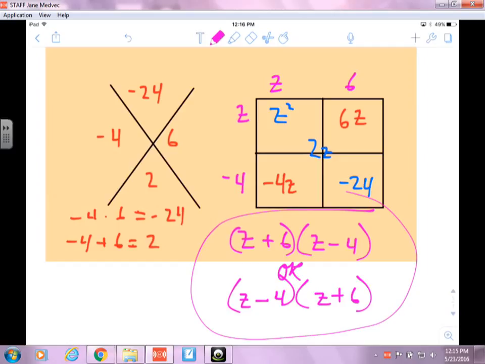Okay, that's our basic factoring for today. Okay, we'll do part 2 another day. We're not going to do it today.